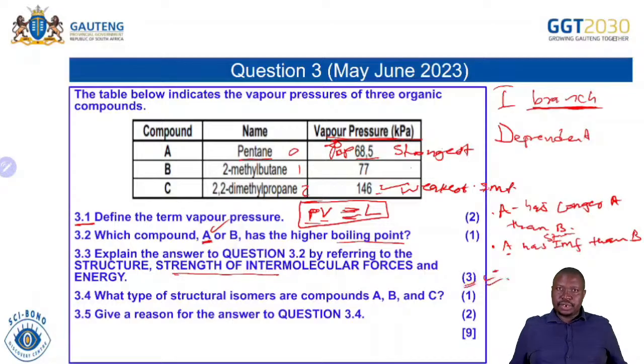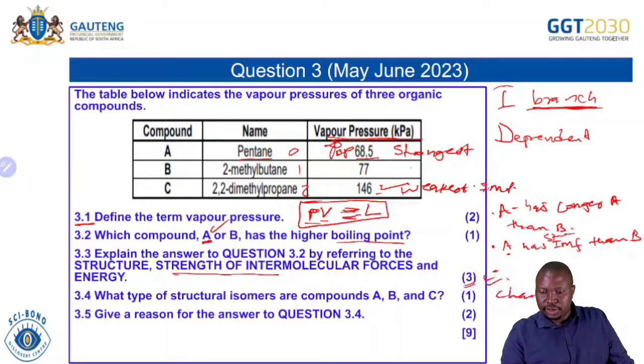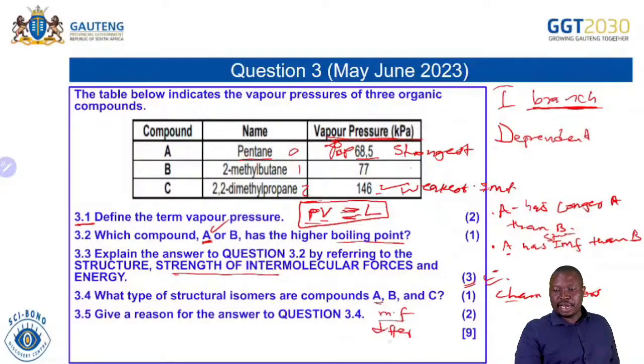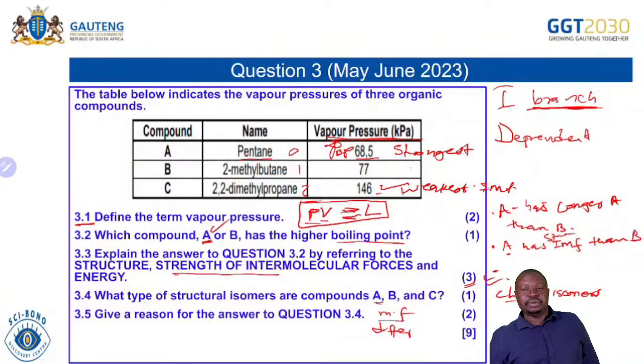Thank you very much. Welcome back. Now we're saying, what type of structural isomers are compounds A, B, and C? So you can see they have different types of chains. So you will know that these are chain isomers. Already I've done 3.5 because I've explained what is different between them. So we are saying they are chain isomers because they have the same molecular formula but different chains. Most of the time when we say give a reason, we're simply saying define that chain isomer, to say they have the same molecular formula but different types of chains. So you're able to get your 2 marks.